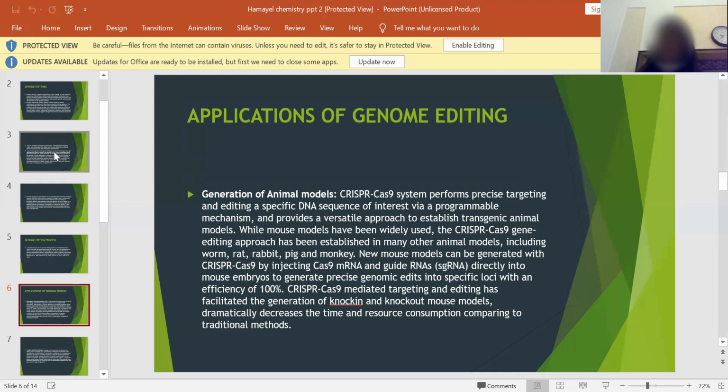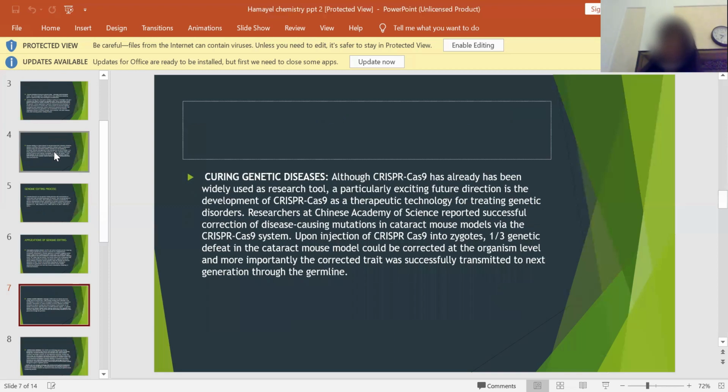CRISPR-Cas9 mediated targeting and editing has facilitated the generation of knock-in and knockout mouse models, dramatically decreasing the time and resource consumption compared to traditional methods. Next is curing genetic disease. Although CRISPR-Cas9 has already been widely used as a research tool, a particularly exciting future direction is the development of CRISPR-Cas9 as a therapeutic technology for treating genetic disorders. Researchers at the Chinese Academy of Sciences reported successful correction of disease-causing mutations in cataract mouse models via the CRISPR-Cas9 system.